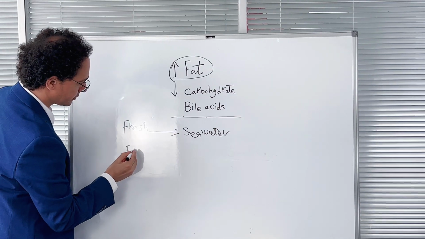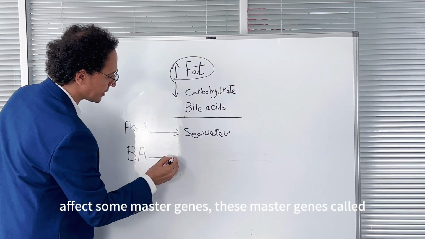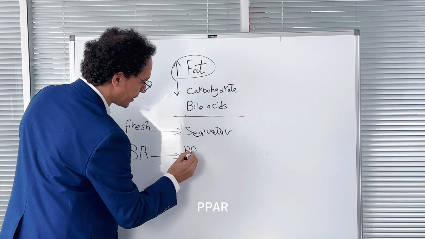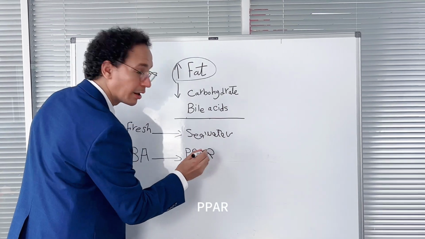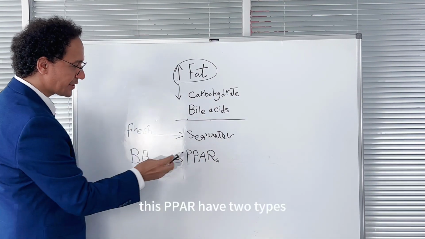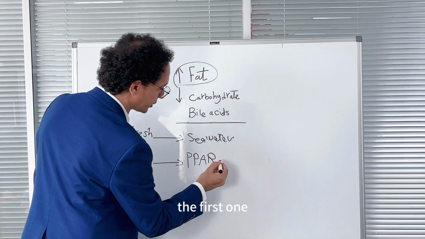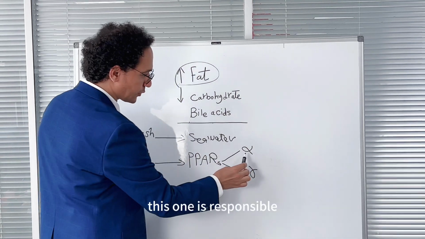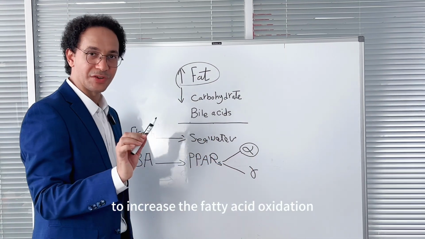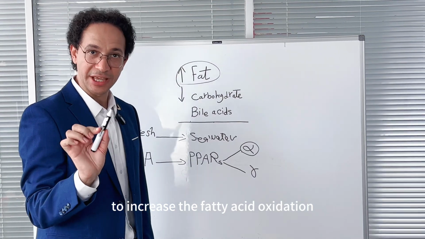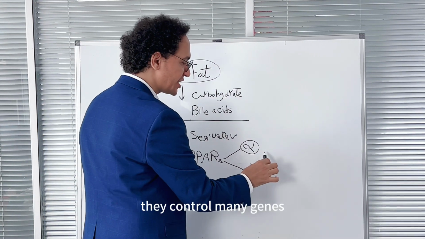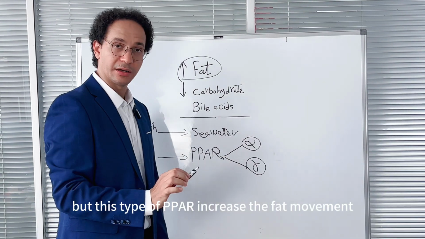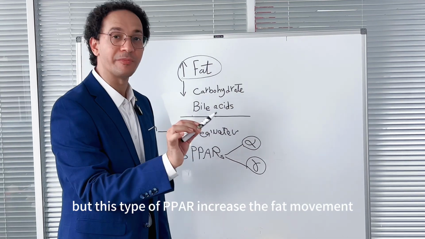Bile acid affects some master genes. These master genes are called PPAR genes. This PPAR has two types. The first one is alpha and the second one is gamma. This one is responsible for increasing the fatty acid oxidation. They control many genes responsible for fatty acid oxidation. But this type of PPAR increases the fat movement.